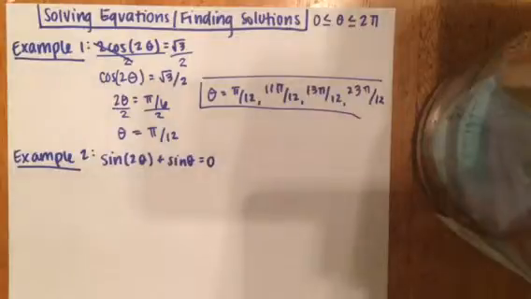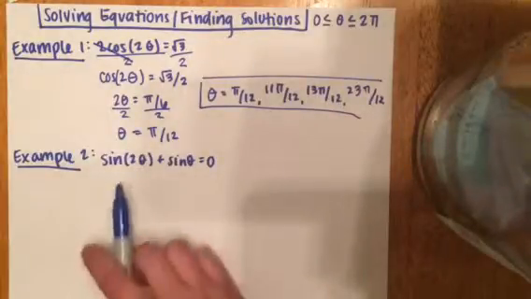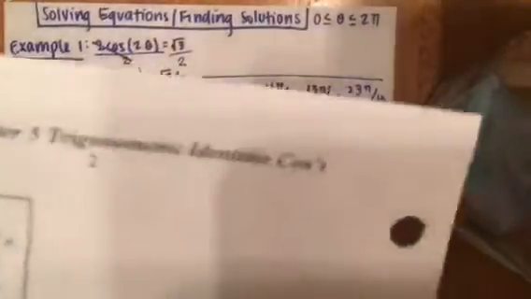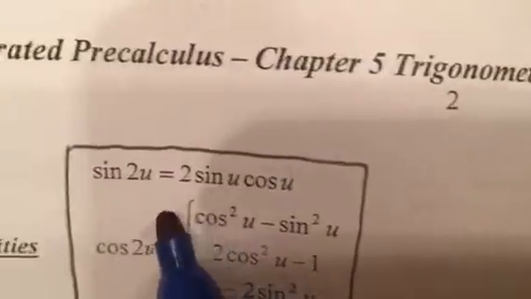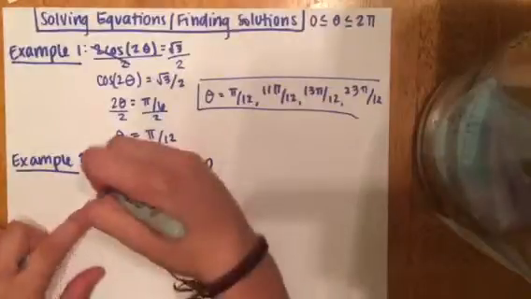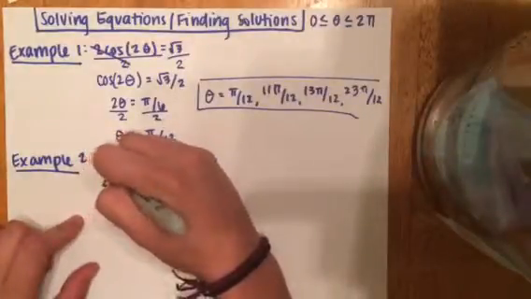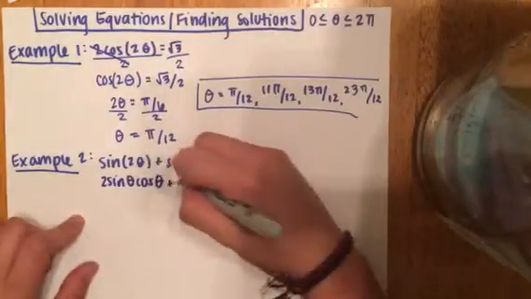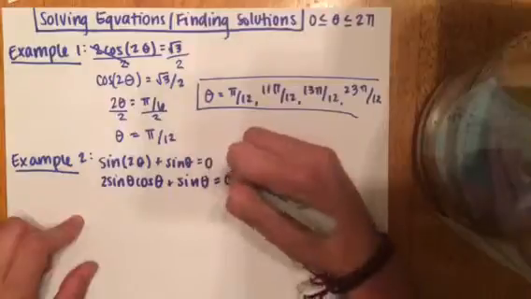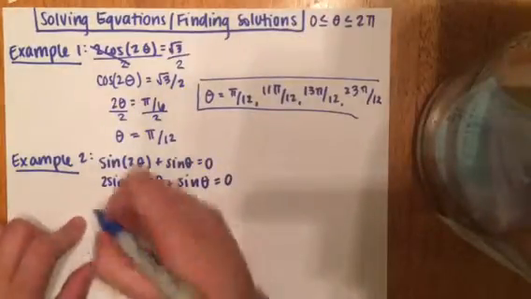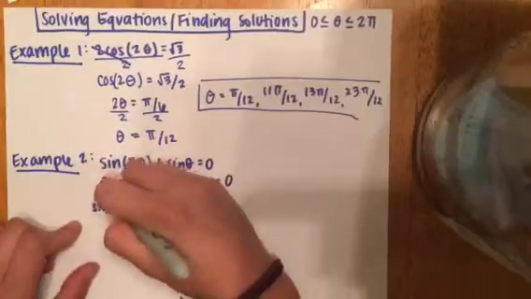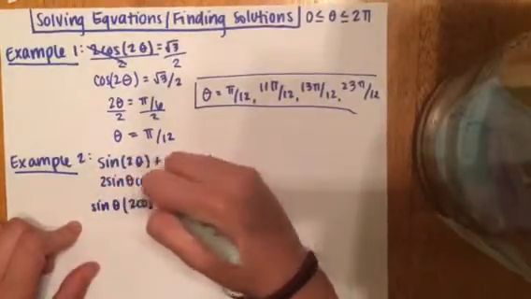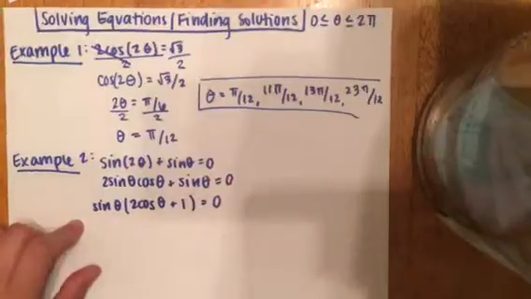Now, referring to our trig cheat sheet, we know that sine 2 theta is a double angle identity, and you can see right here, it's the same as saying 2 sine of theta cosine of theta. So we're going to change it. So sine 2 theta is going to be changed to 2 sine of theta cosine of theta, and then we're just going to bring down the rest of the equation: plus sine of theta equals 0. Since both of these terms have a sine of theta, we're going to pull that out of the equation. So sine of theta, and we're left with 2 cosine of theta plus 1 equals 0.